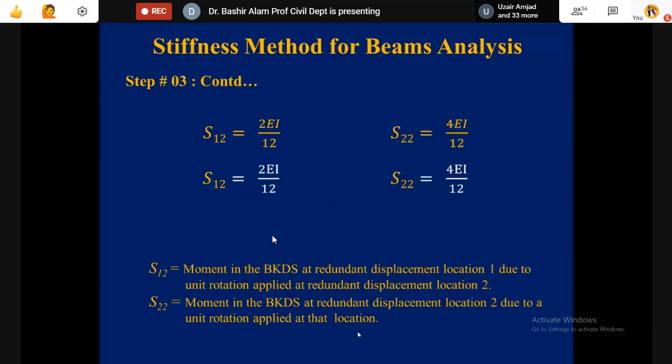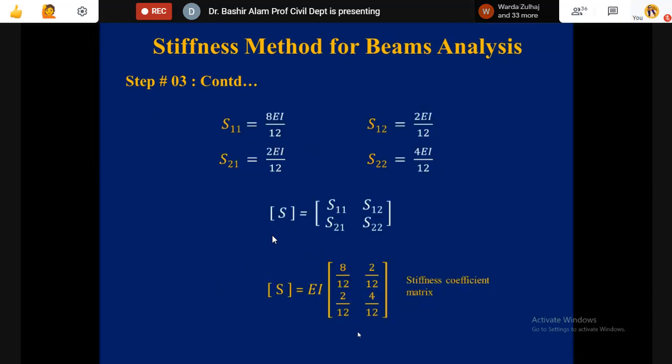Next now, this is now S12 which is 2EI over 12 and S22 4EI over 12. So now this is your complete stiffness coefficient matrix. EI we take it common. Then within parentheses, now you can see, you can take out 12 also common, EI over 12. So you are left with 8, 2, 2, 4. This is your stiffness coefficient matrix.